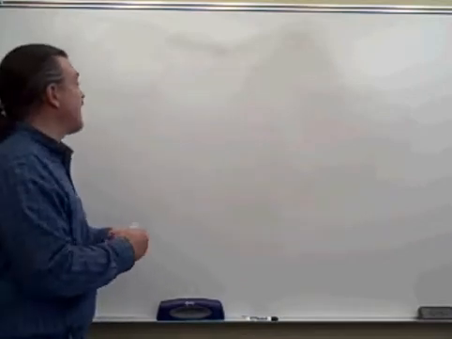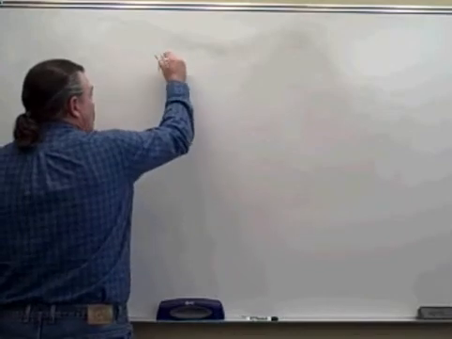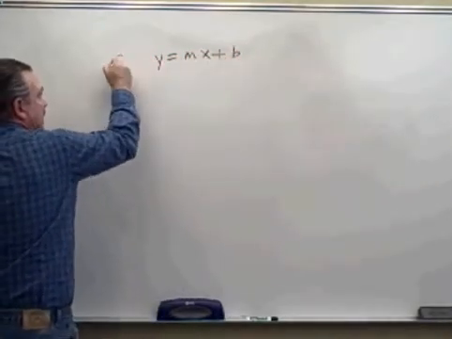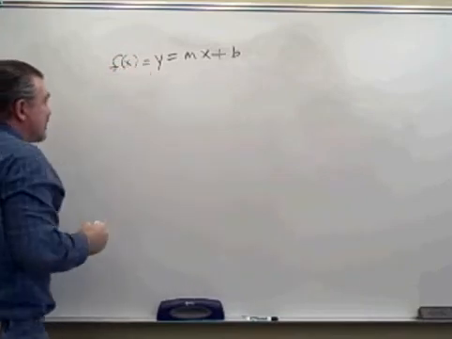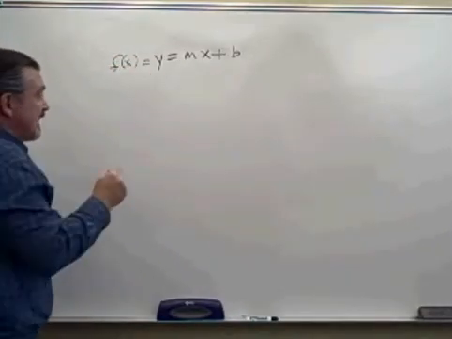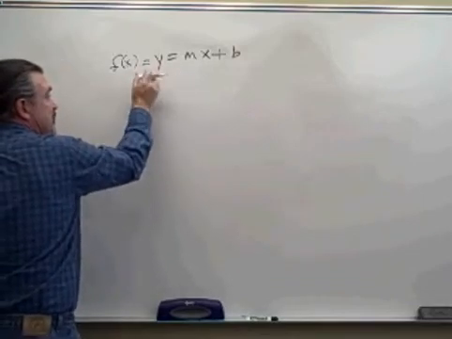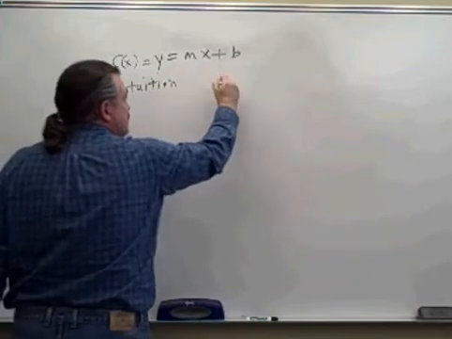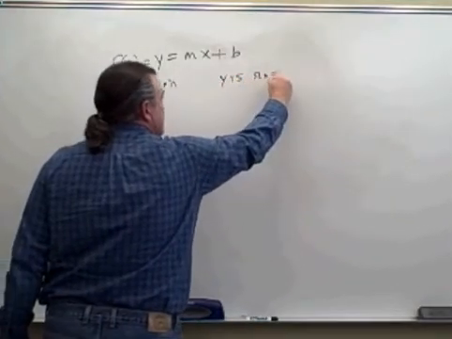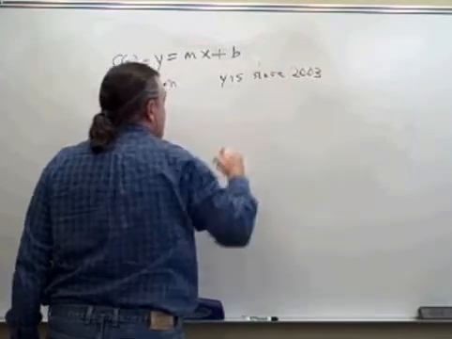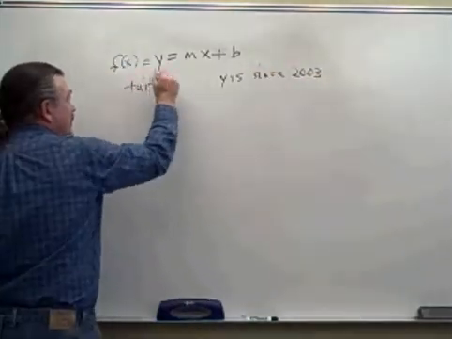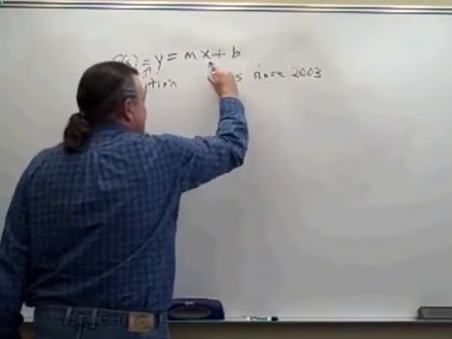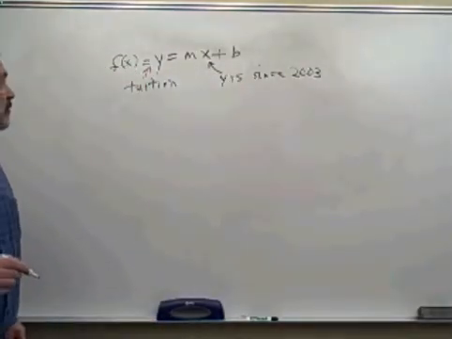All right, so it says find a linear function. That's y equals mx plus b, or f of x if you want to use the function notation. And it's a function of the tuition related to years since 2003. So the function value, the y value, is tuition. The x value is years since 2003.